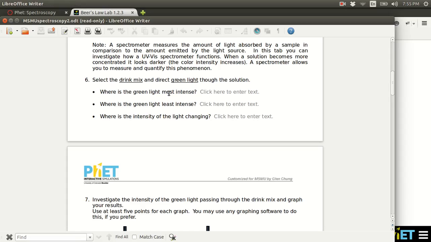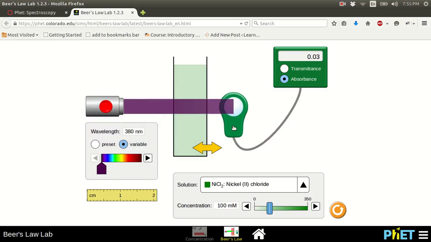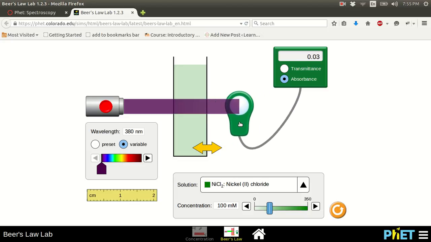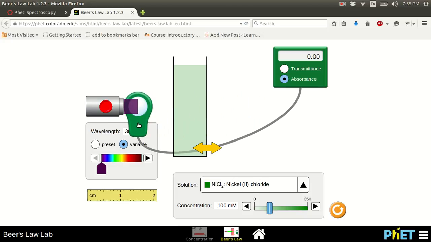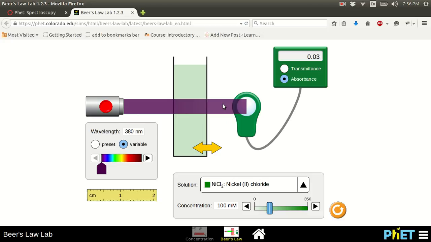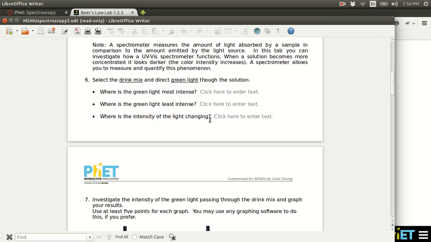Where is the green light most intense? Where is the green light least intense? Where is the intensity of the light changing? You can notice that the intensity of the light is not changing back here. I'm getting 0.03 absorbance the whole time I'm back here, as long as I'm capturing the light. Also, up here, I'm getting 0 absorbance the whole time. Any position over here. So this is what I'm asking you to do and to answer.